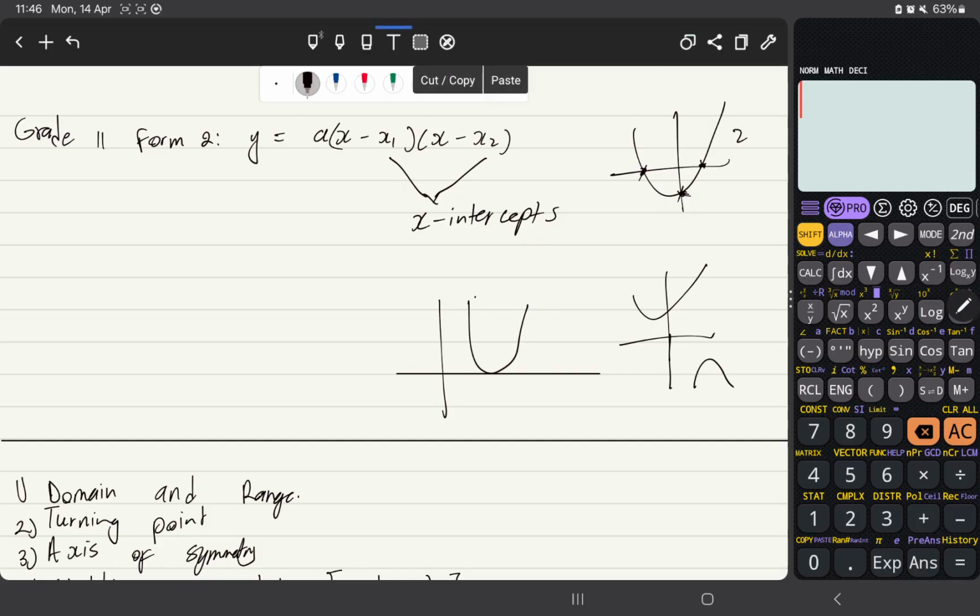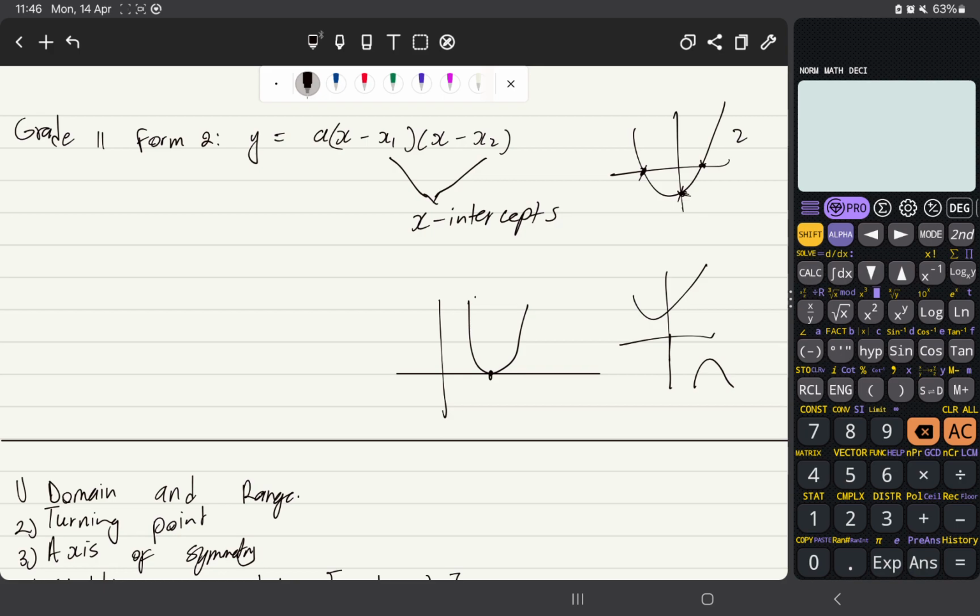Yeah. So you see here something happening. You have only one intercept. You can still use this one. I don't know what more to say about this one.